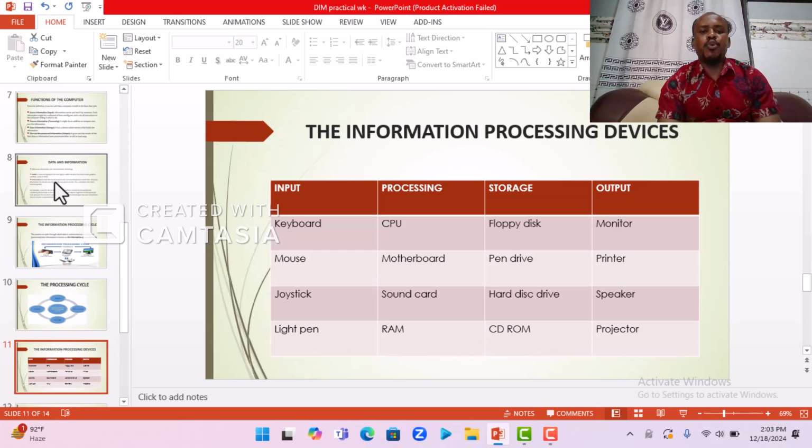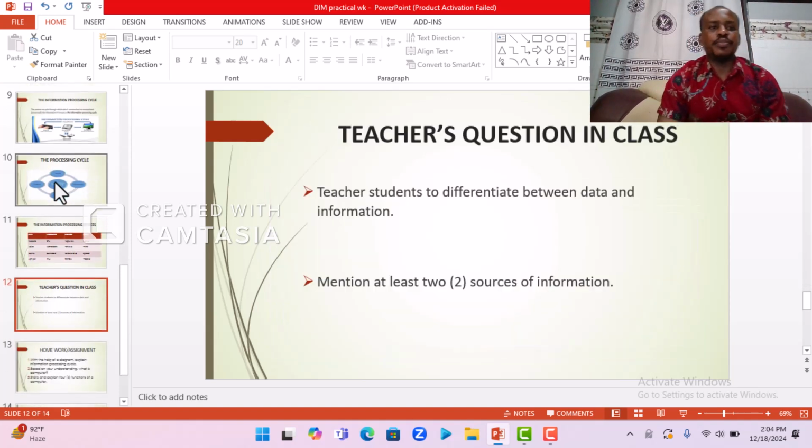When we take the input, we have keyboard, mouse, joystick, light pen. When we come to the processing, we have the central processing unit, that is the CPU. We have the motherboard, we have the sound card, we have the RAM. Same when we come to the storage, we have the floppy disk, pen drive, hard disk drive, CD-ROM. When we come to the output, monitor is there, printer is there, speaker is there, and projector. It gives the output of what? The information.